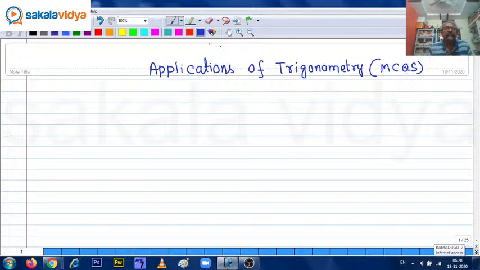So first, let's have a small discussion regarding the basic concepts of applications of trigonometry. I won't discuss in detail, but these concepts will be useful while solving the problems, so they will be discussed now.